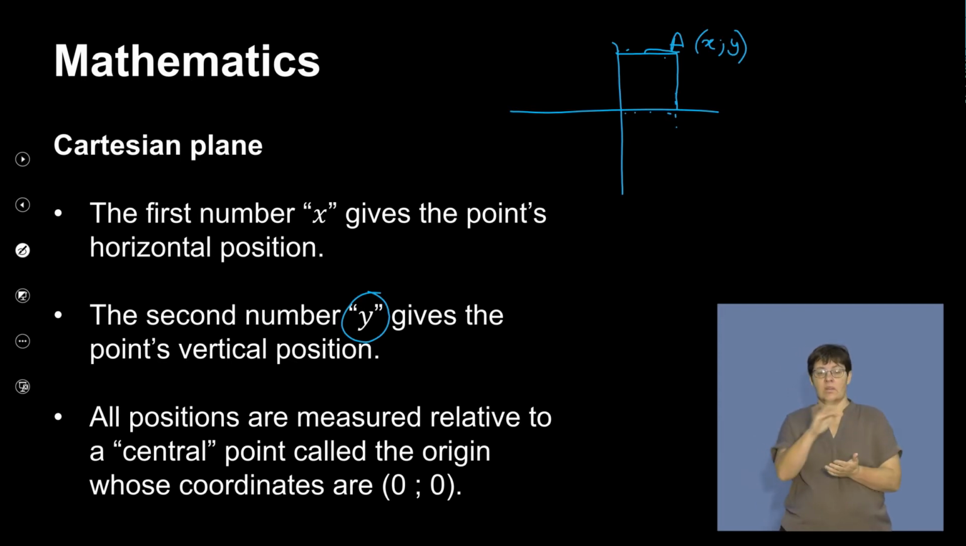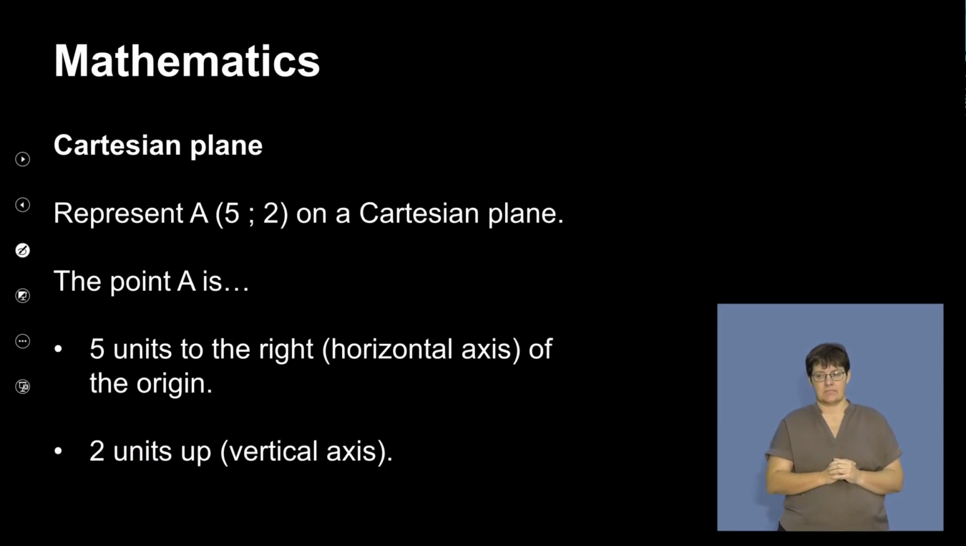And then all positions are measured relative to what you call a central point, which is actually called the origin. Now, because I said these two things are number lines, it means the origin will be 0 and 0. So you can't have a number line having the central point of it as anything else other than 0. So it always starts from 0 to the positive, 0 to the negative.